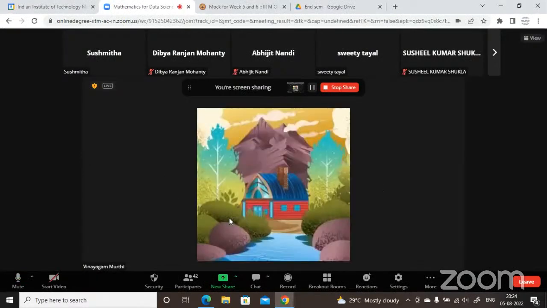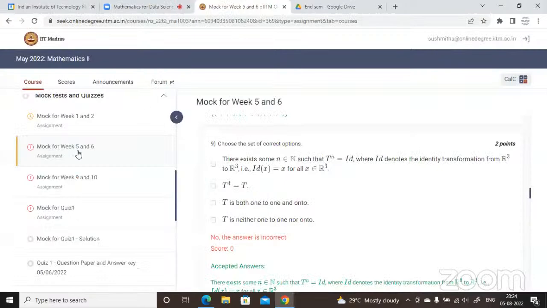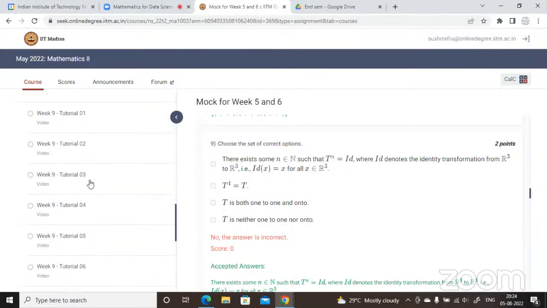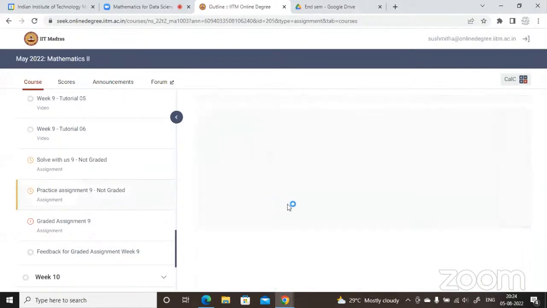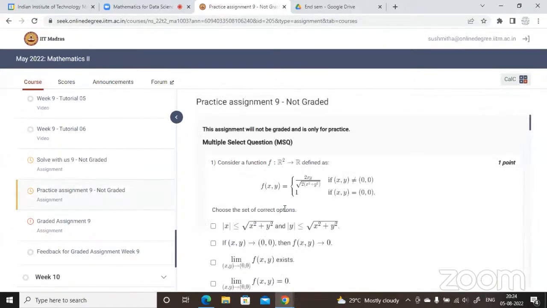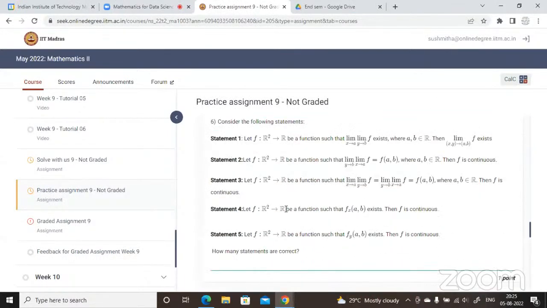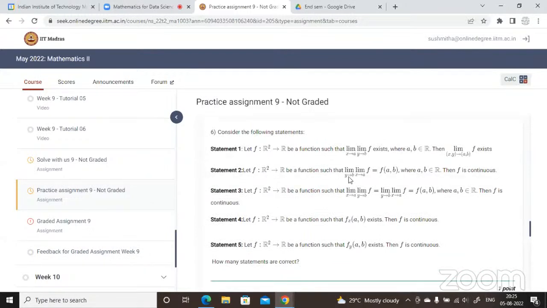Ma'am, week 9 practice assignment 9, question number 6. I just want to understand that particular statement mentioned over here, that the limit has been given separately. I'm not sure how to interpret that question. Did you check the solution to this question? No, not exactly. I just checked the answer given. I got the answer as 0.